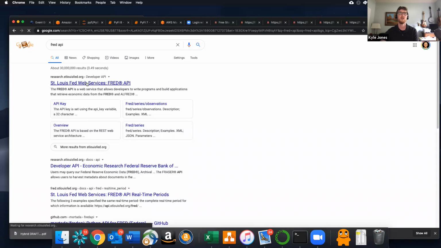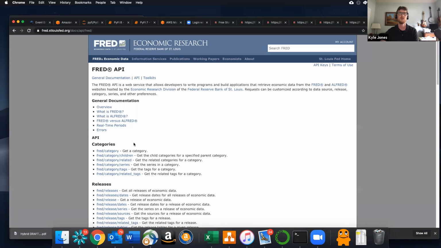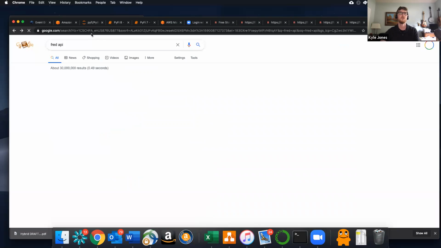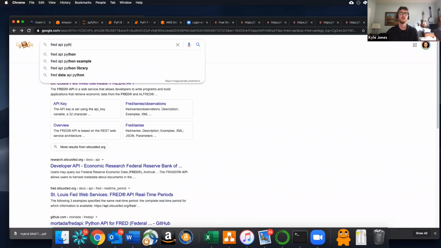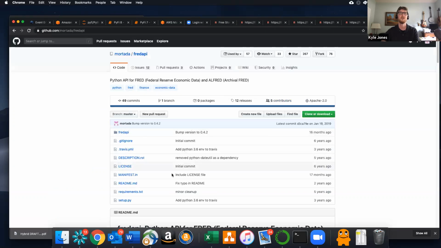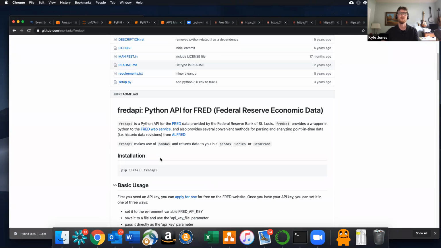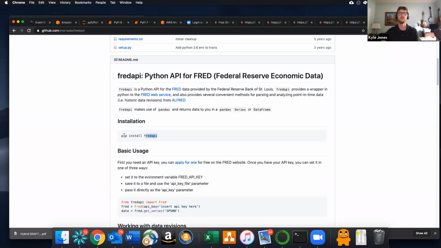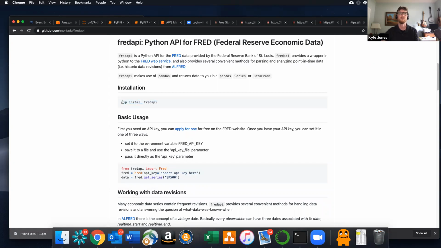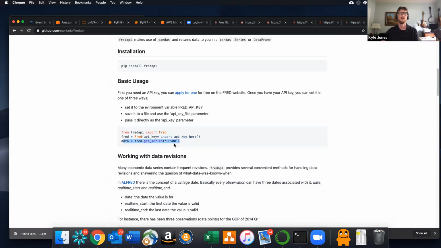Most of them have really nice documentation about how to do things. So there will be examples. If you just search for the API with Python, then you'll find somebody who has a nice example of how you do it with Python. In fact, they've even made a little package for you that makes it easier. So you would install that package, put in your API key, and then you could go ahead and pull things like the S&P 500.